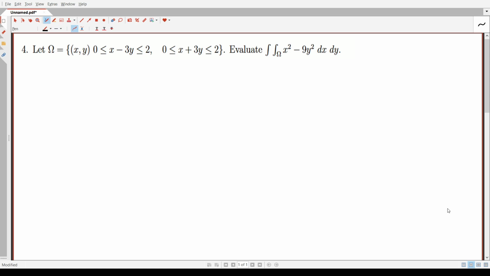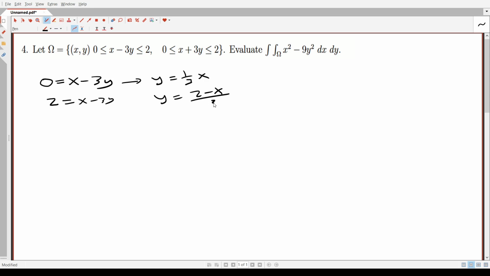Okay, so for this one, the first thing I would do is look at what this means. On the lower end we have 0 equals x minus 3y, and on the other end we have 2 equals x minus 3y. Right, so I can solve this, and I have y equals 1/3 x, and y equals 2 minus x all over 3.